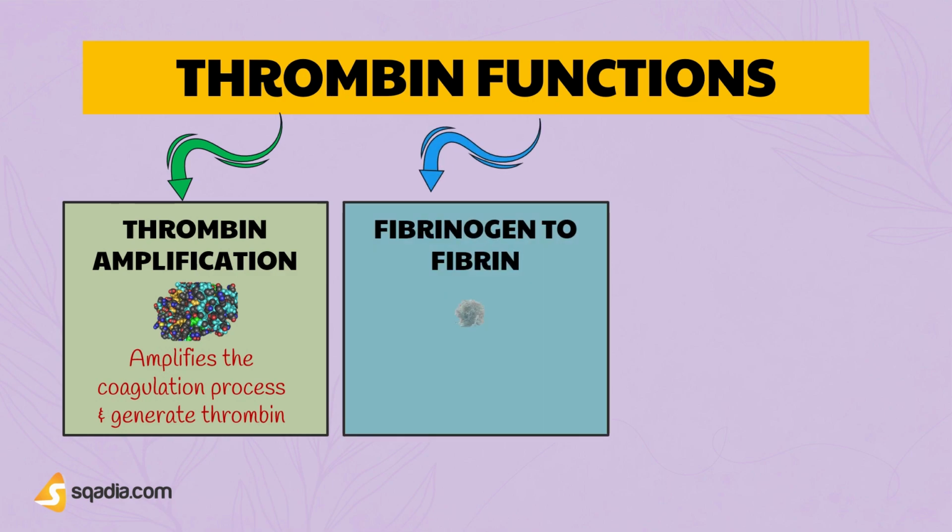Fibrinogen to fibrin conversion. Thrombin converts fibrinogen, factor 1, into fibrin monomers. Fibrinogen is a soluble protein in the blood, and thrombin cleaves it to produce fibrin monomers.